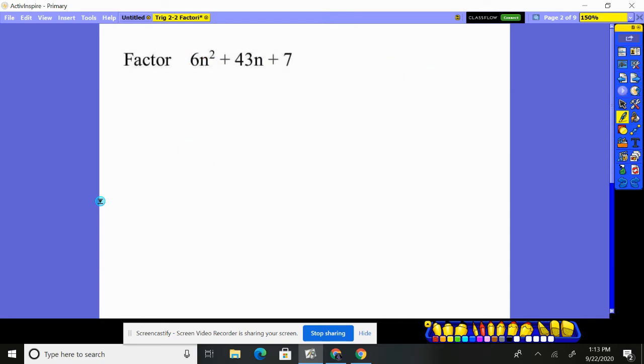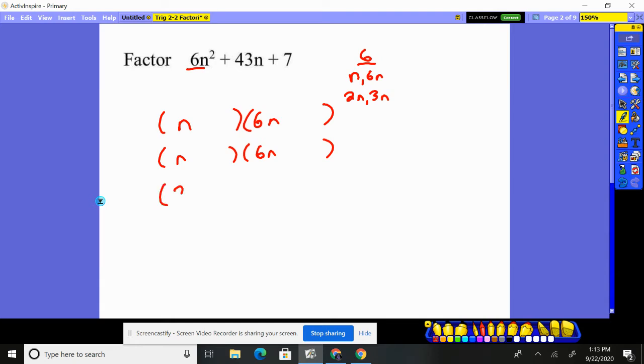Now, this time we're going to go ahead and just start with the front. We're going to say, hey, what could have given us a 6 out front? It could have been a single n and 6n, or it could have been a 2n and a 3n. That's what we know. So we know it could have been a single n and 6n. Now, we don't know what's going to go with that. In this case, I sort of do, but you don't.